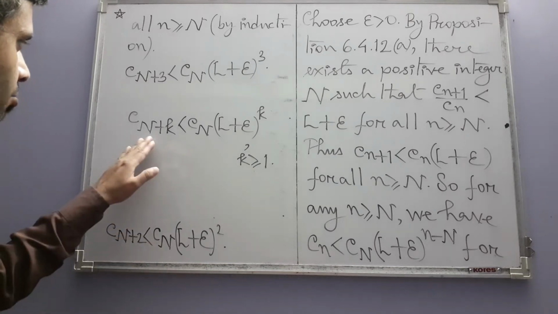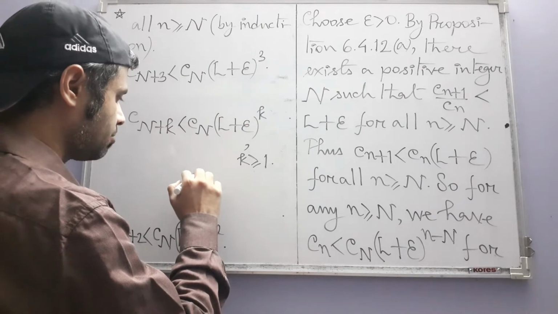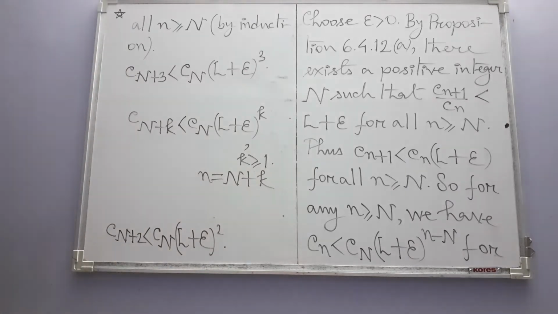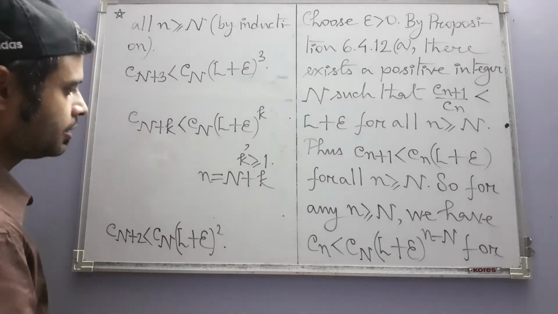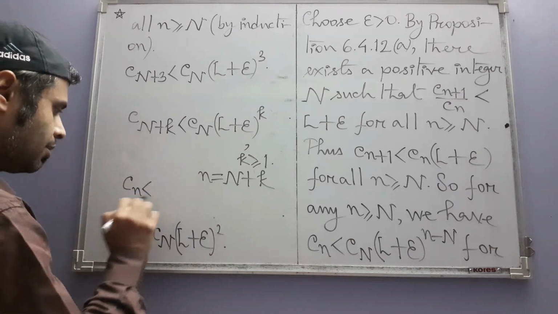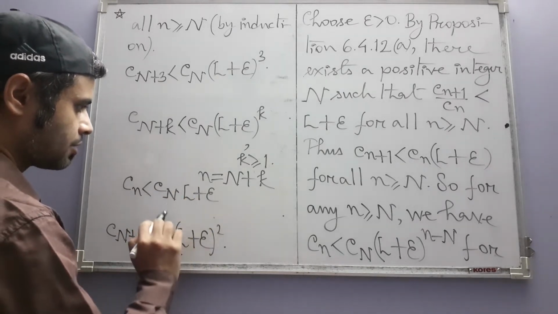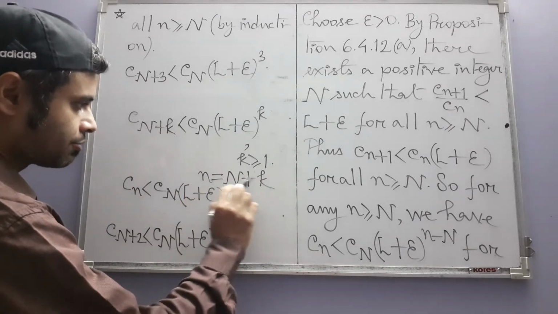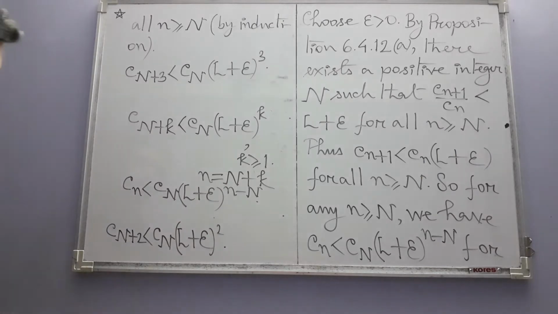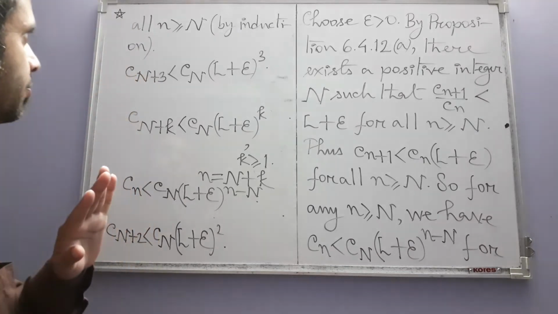And you can modify this slightly. In place of this same inequality, if you are writing n equal to n plus k, then you have Cn here, that will be less than C capital N times L plus epsilon to the power k. Now in place of k you can write n minus N. Cn is less than C capital N times L plus epsilon to the power n minus N.